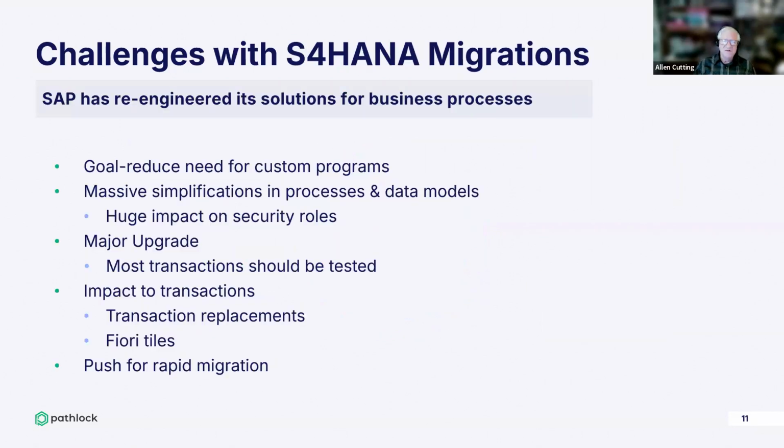So with HANA, as you probably all know, SAP re-engineered its solutions for business processes. So there's mass simplifications, that's what they call it, in processes and in data models. Their goal was to get rid of a lot of the custom programming that customers were doing and bring more into the SAP tool itself. This has a huge impact on the security roles. There are going to be a lot of changes needed, and as such, it should be regarded as a major upgrade.